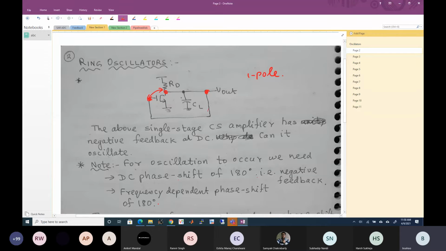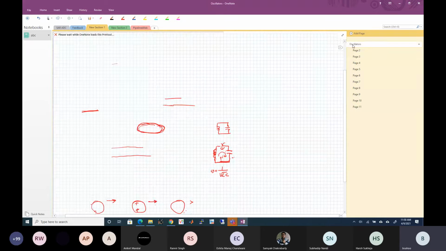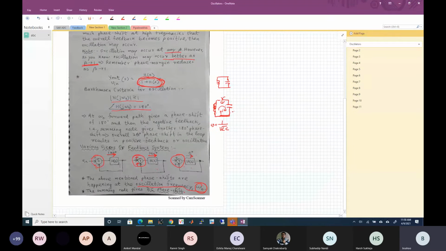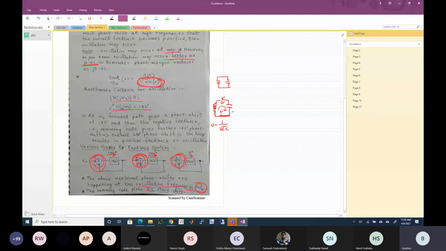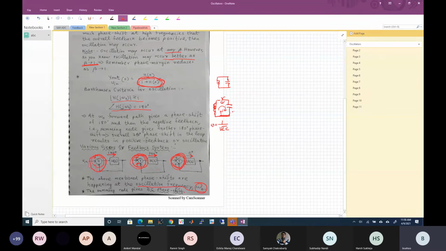Sorry, I made a mistake. The DC phase shift is this, sorry, my bad. So this is a DC phase shift of 180 degrees, this is a DC phase shift of 0 degrees, and this is a DC phase shift of 0 degrees. And the frequency dependent phase shift is over here.